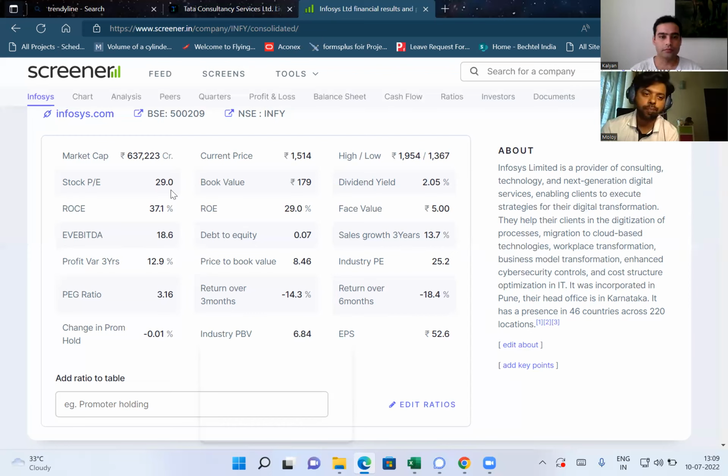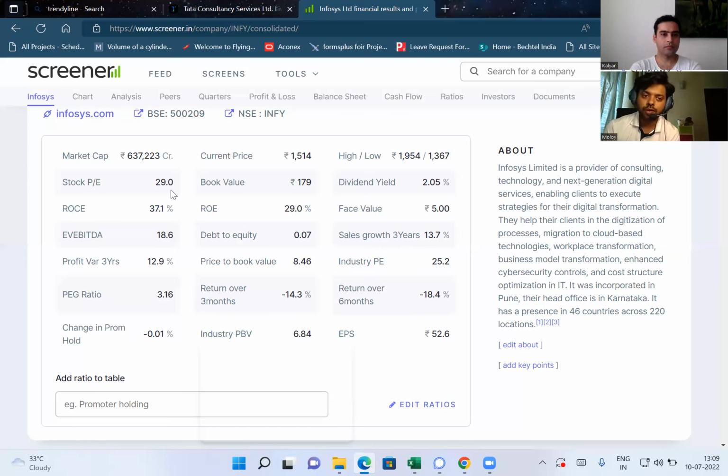So we have a PEG ratio. This is the PE by growth ratio, the way the company is growing. If a company is demanding a high PE, then as I told, the sales growth numbers are very good. The revenue, the top line and bottom line growths are very good. So that company can command a high PE.